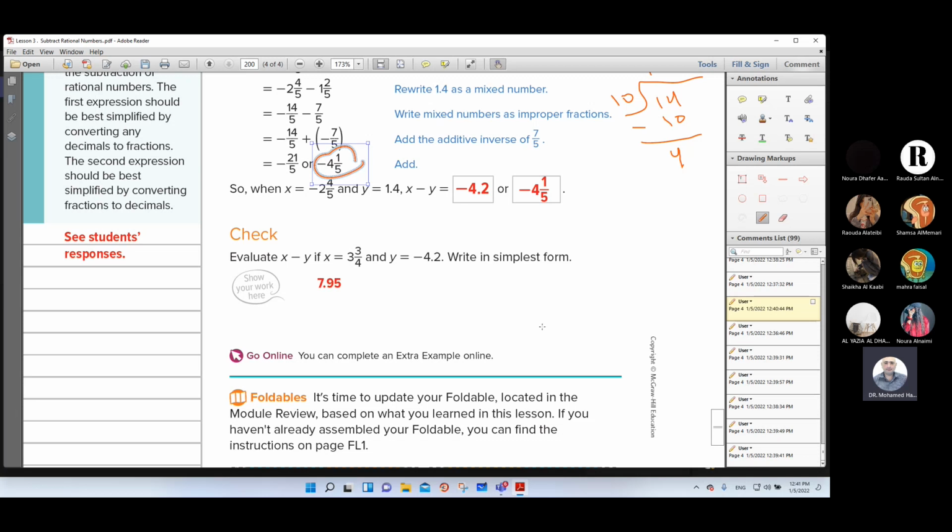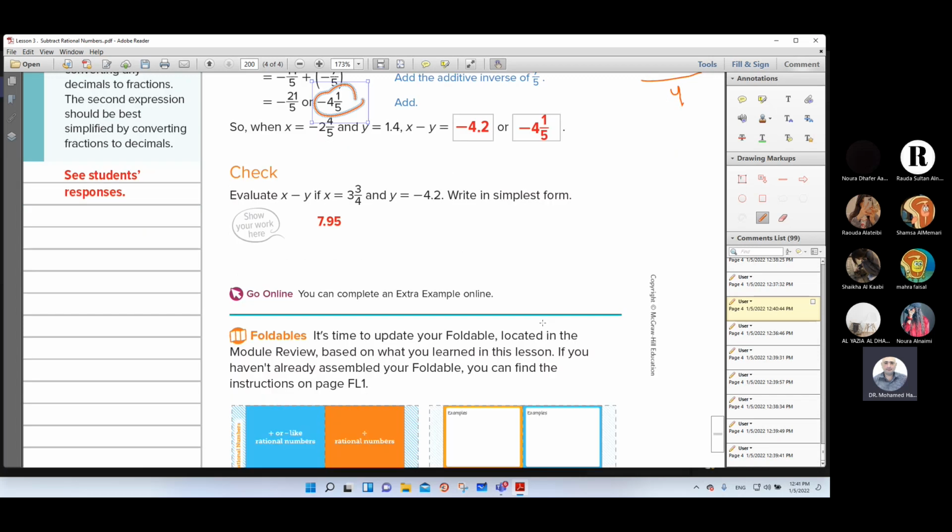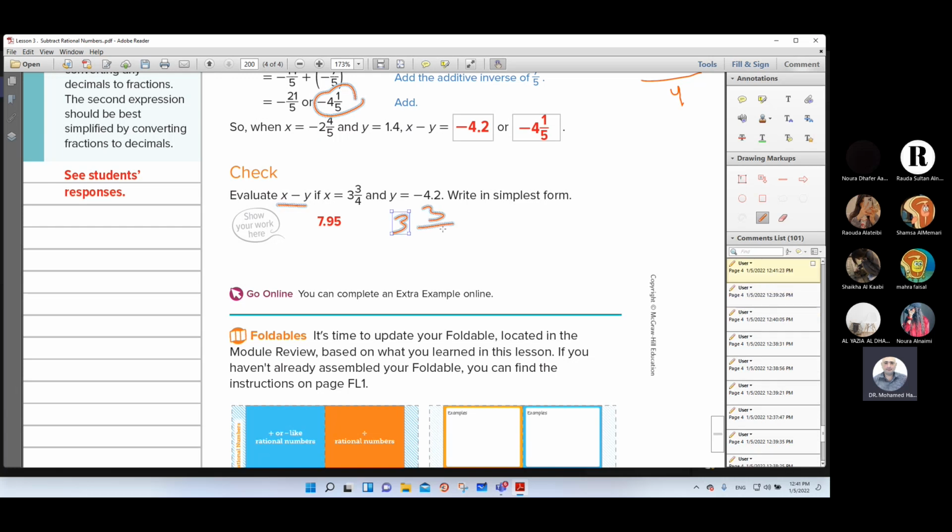In this example, we have this expression x minus y, and you want to evaluate this expression. What is the value of x? 3 and 3 over 4 minus, what is the value of y? Negative 4.2.